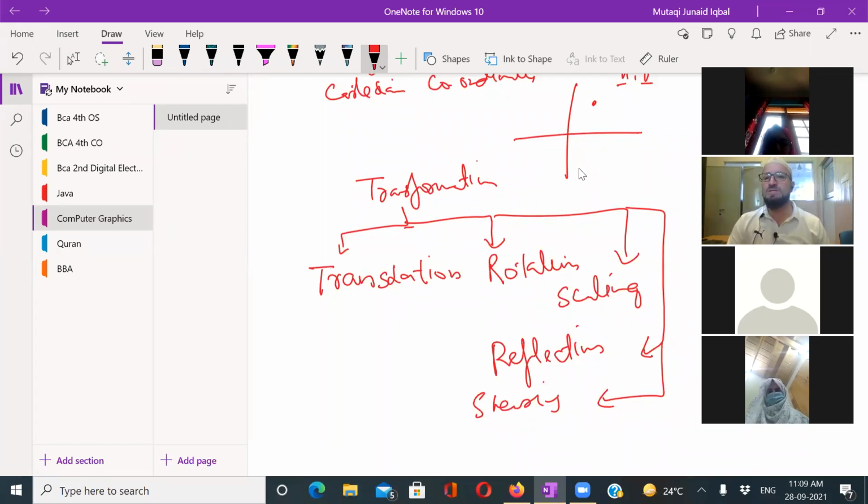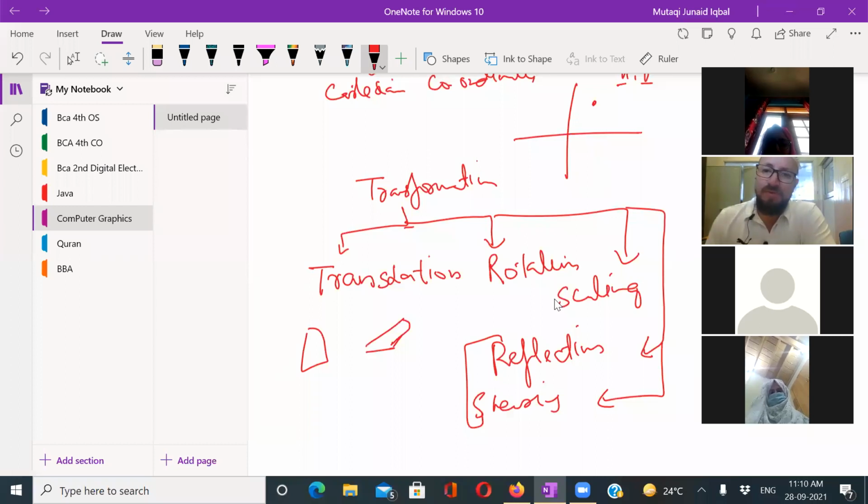And shearing means distorting. You change the shape. Okay, you had something like this. Okay, you made it like this. So you have changed its shape. This is called shearing. And these two are actually the derivation of these three. The basic transformations are either translation or rotation or scaling.